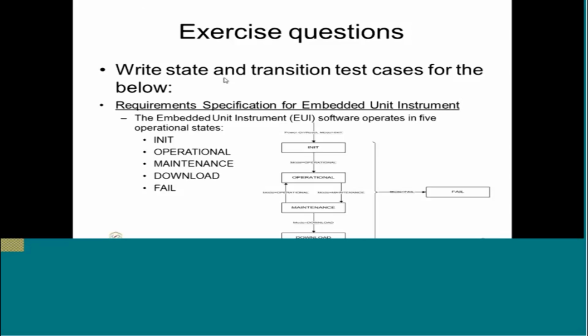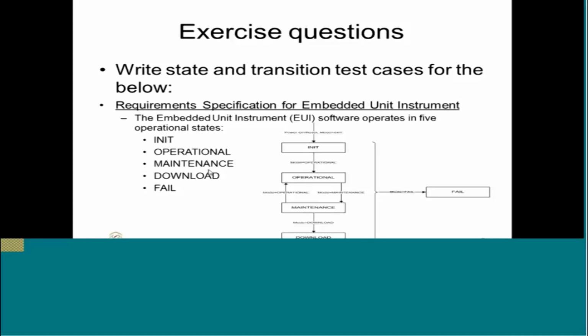Okay, so I think in one of the sessions you have seen there is a requirement which I had given, a requirements specification for an embedded unit instrument. You can see the different modes I used to mention. Now you can consider those modes as states. So there are about 5 states: init, operational, maintenance, download, and fail.